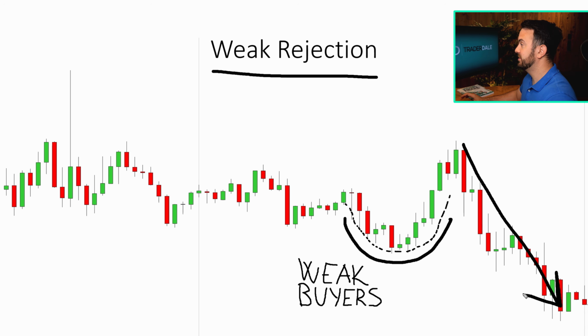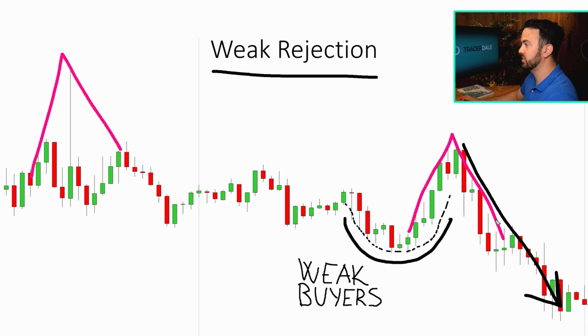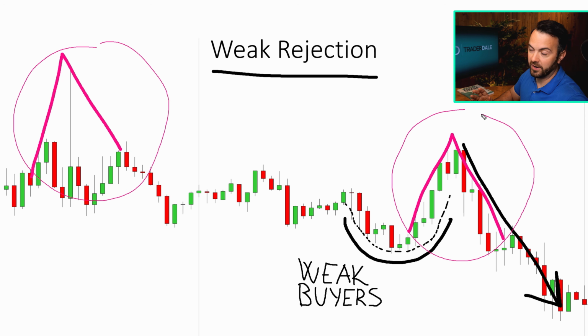Okay, if you take a look at this chart, there's also a couple of strong rejections. There's this strong rejection. There's also this strong rejection. So on this chart, we have 2 places with strong sellers. On the other hand, we have a sign of weak buyers in here. So everything is telling me that the price should drop. Strong sellers versus weak buyers. Okay, this is what you should always do.